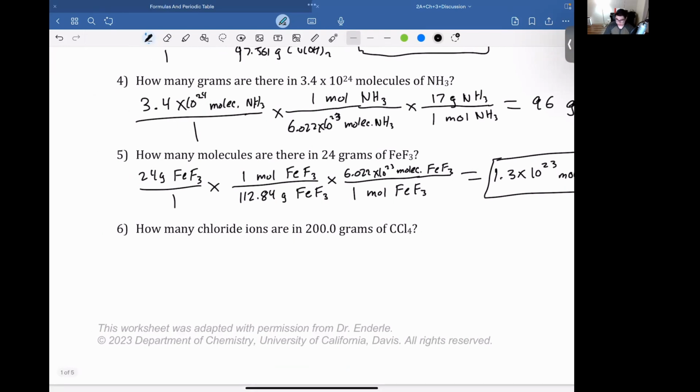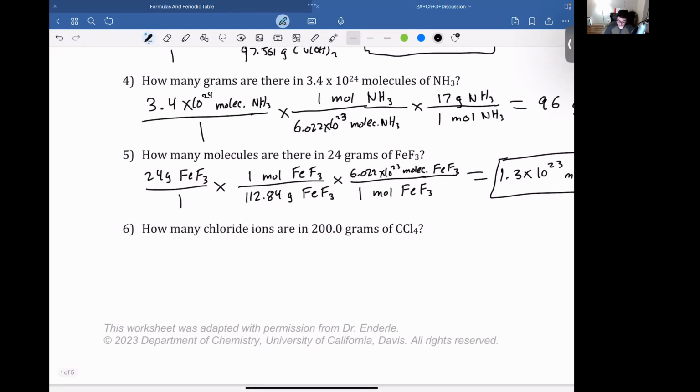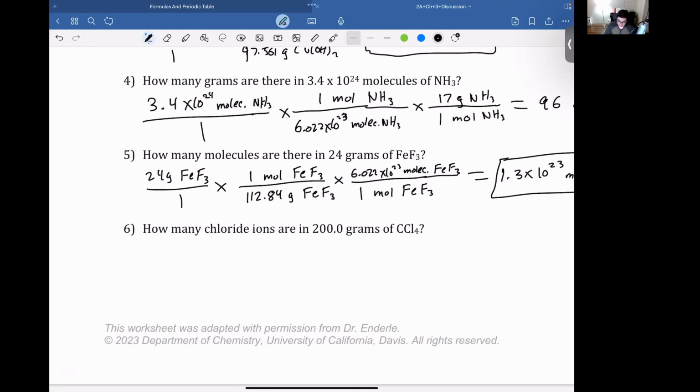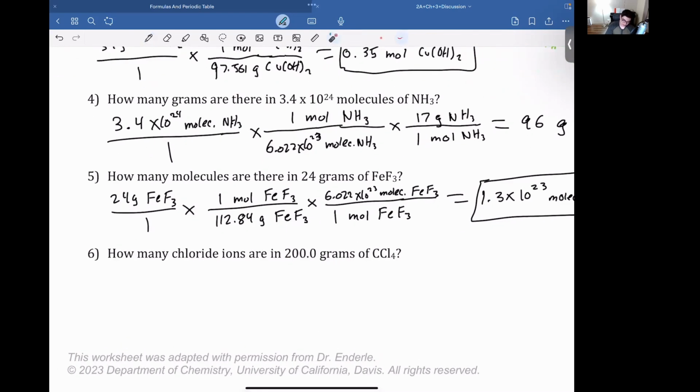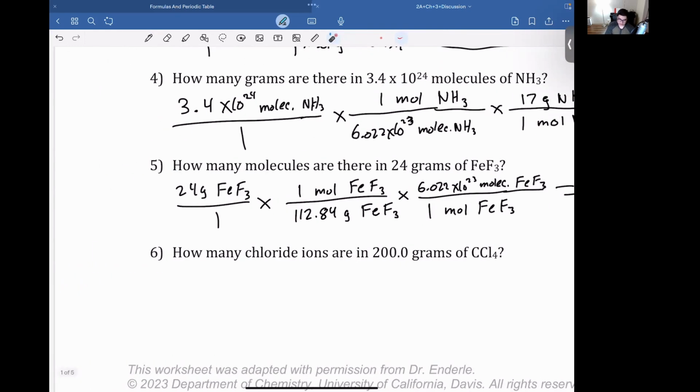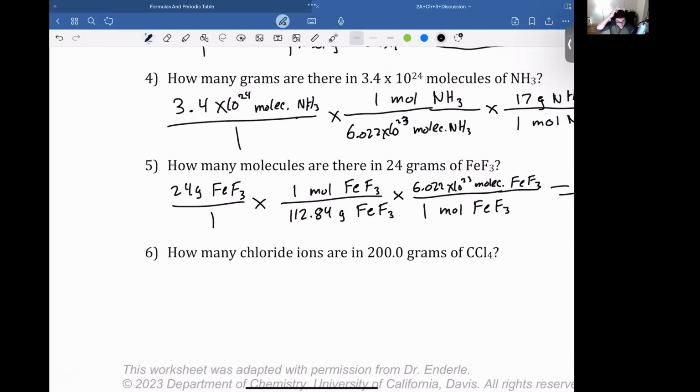Number 6 says, how many chloride ions are in 200 grams of carbon tetrachloride? So this one's a little bit harder. So how do you do this? Well, first, let's figure out how many molecules of carbon, or sorry, carbon tetrachloride we have, okay? So a chloride ion, just as a reminder, is Cl minus, right? Or you can just think of as Cl in this case. A chloride ion is Cl minus, but in this case, you can think about it as either or because you don't see the explicit minus.